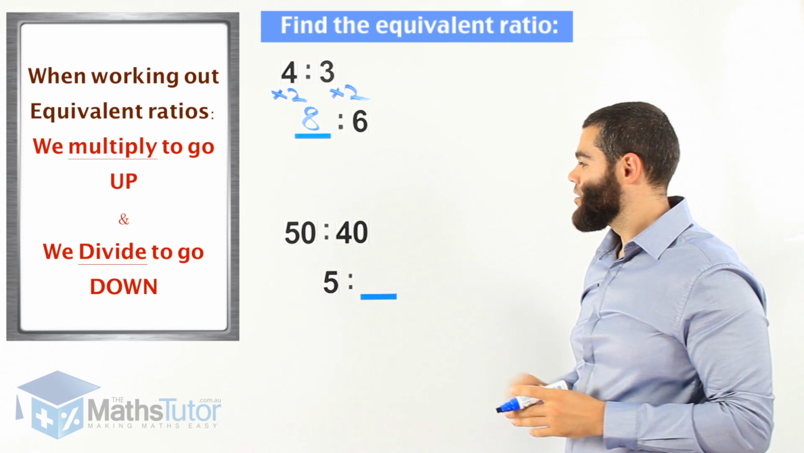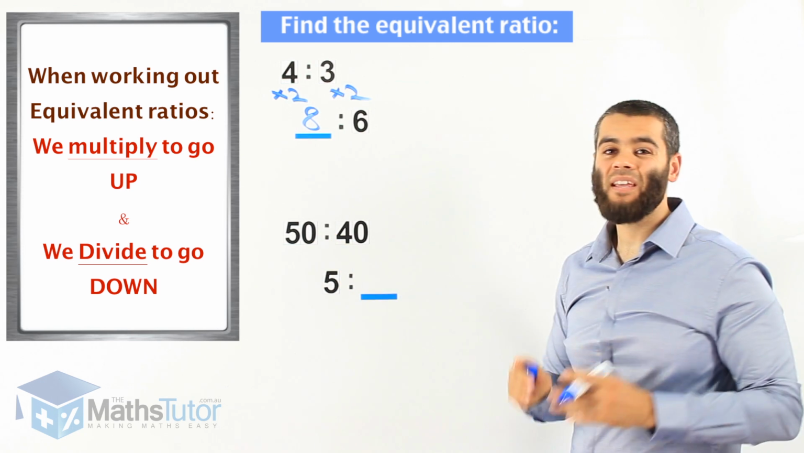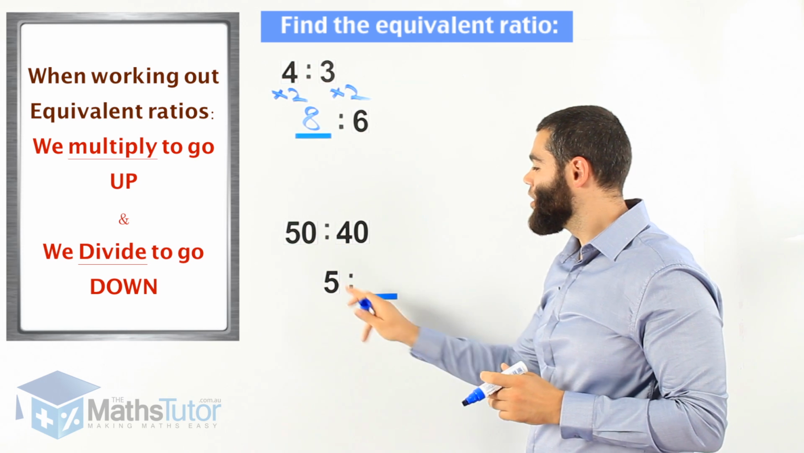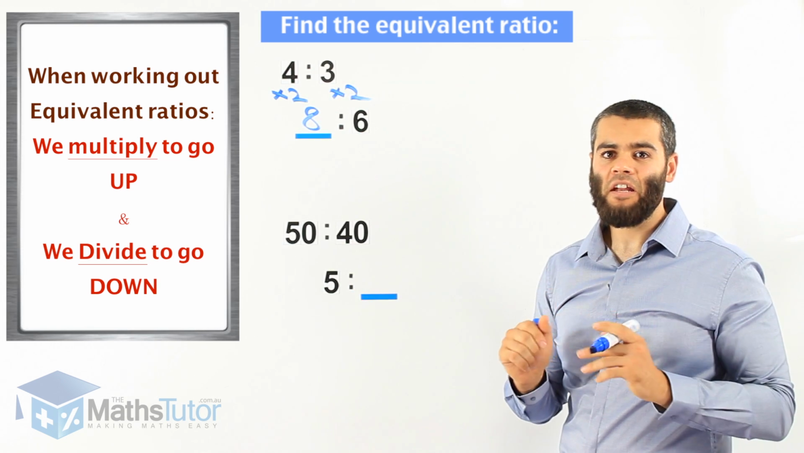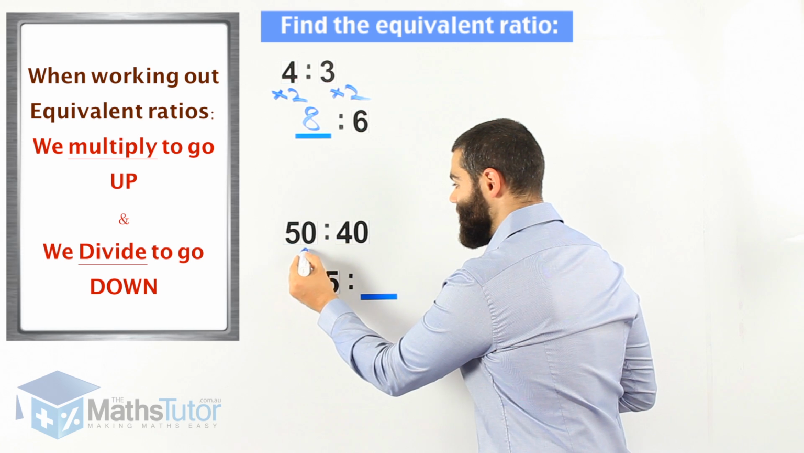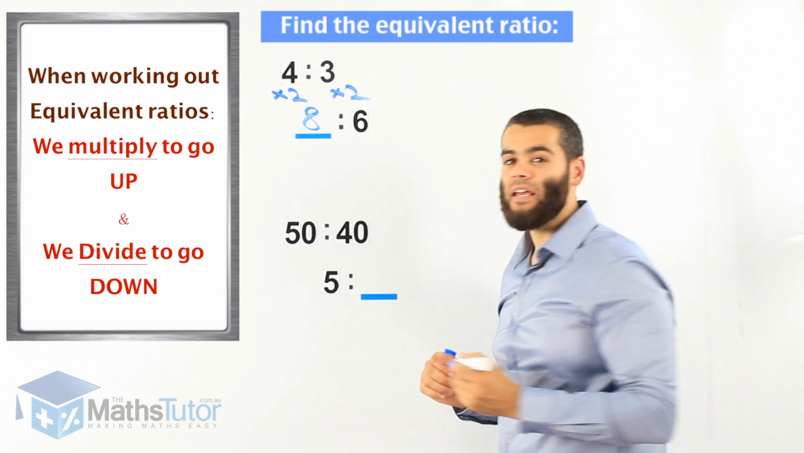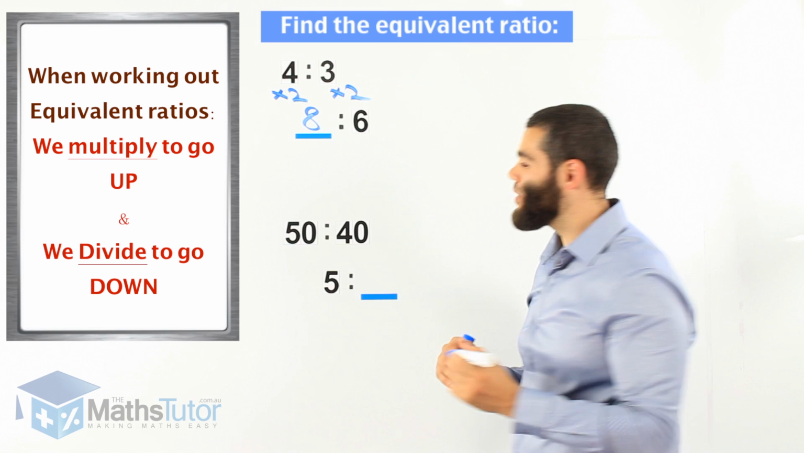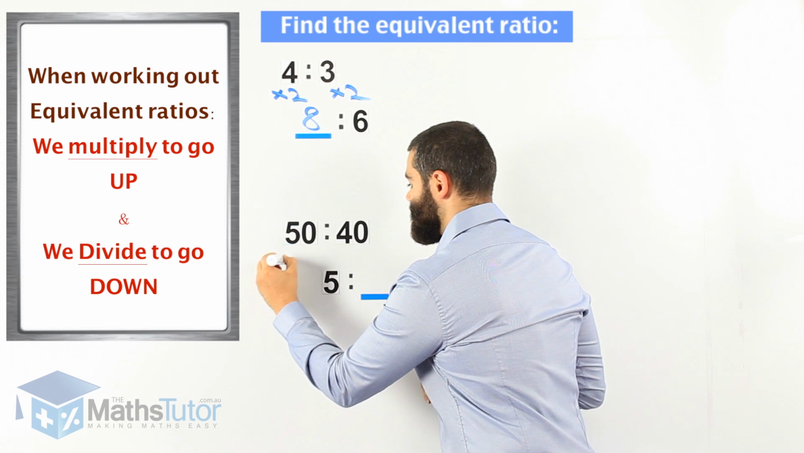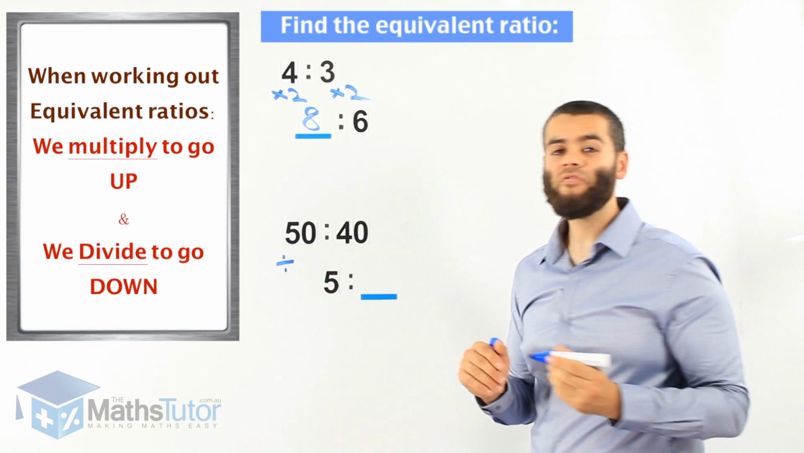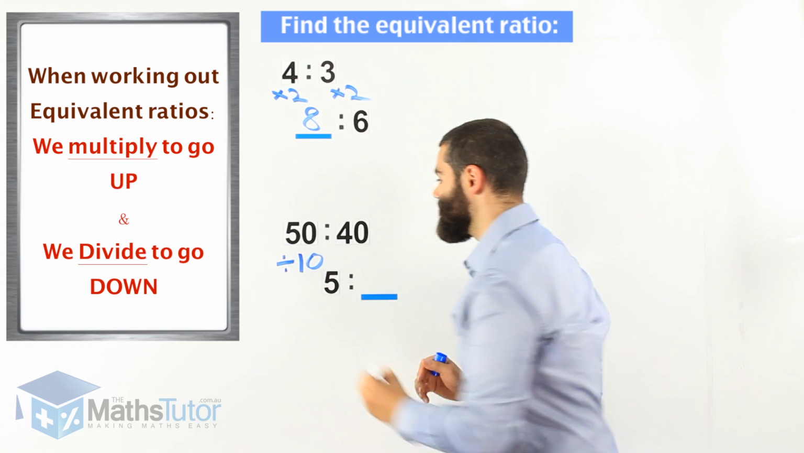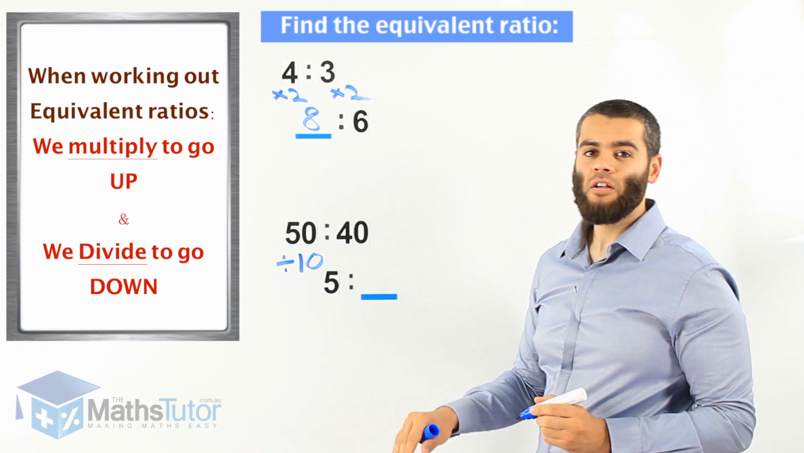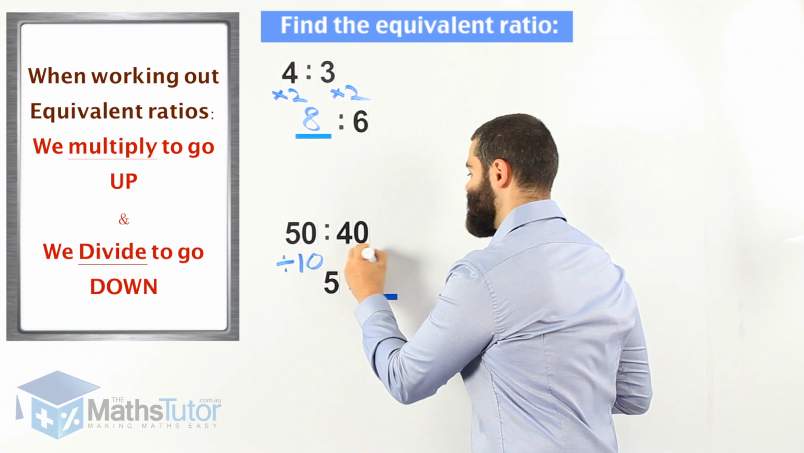Next one. 50 to 40 is equivalent to 5 to something. What is that something? Well, let us quickly work it out. From 50 to 5, how did they get there? It went down. So we know to go down, we divide. 50 divided by what equals 5? 50 divided by 10. Whatever we do to one, we got to do to the other. Divide by 10 here.